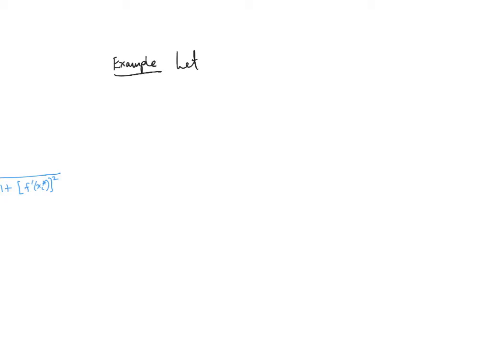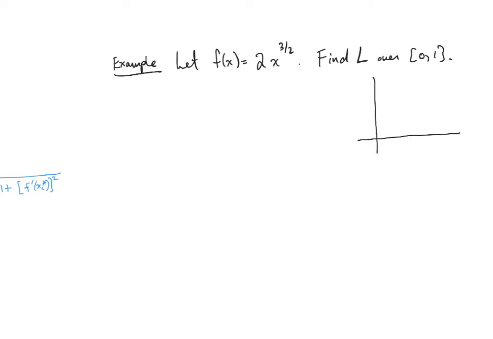All right, so I'm going to let f of x equal 2x to the 3 halves. And I want you to find the arc length over the interval from 0 to 1. So you might graph this from 0 to 1 if you wanted to. If I plug in 1, I get 2. And if you do some derivative tests, you can see that it's concave up. Ends up looking something like that from 0 to 1.